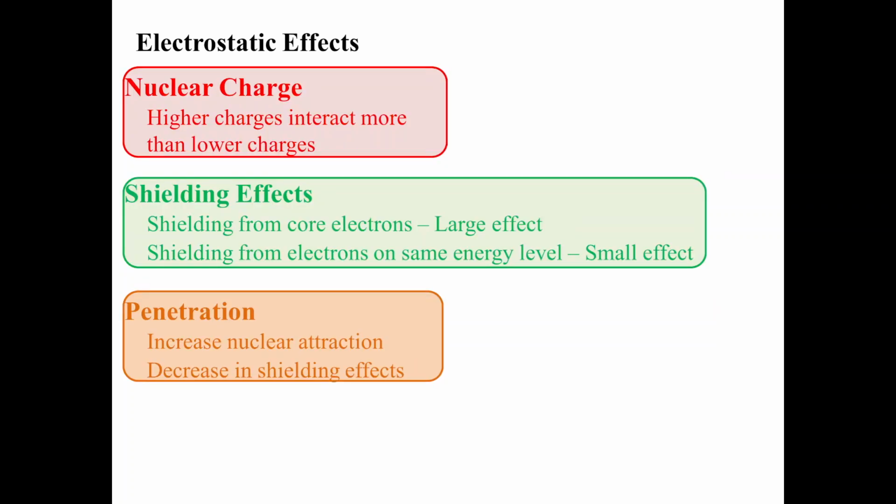So we went through three electrostatic effects. Nuclear charge, where we have opposite charges attracting one another. Shielding effects, caused from like charges repelling each other, so the electrons repel one another. And then penetration, which alters things just a little bit, where we increase the nuclear charge and decrease the shielding effects.